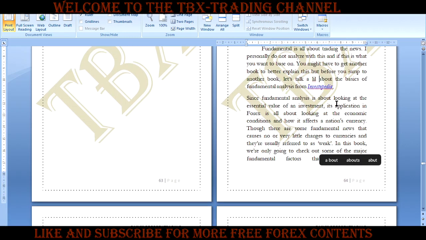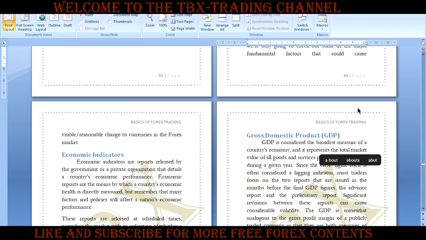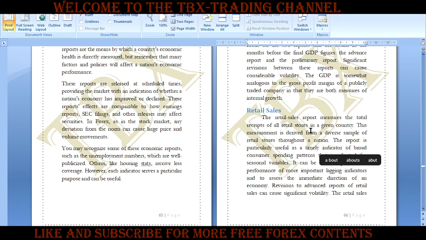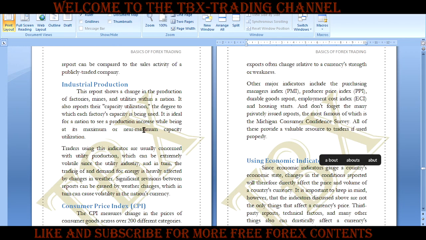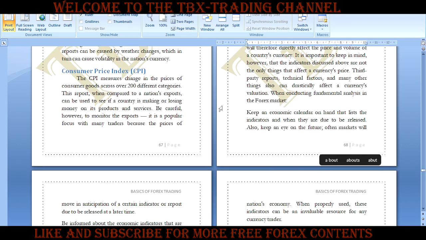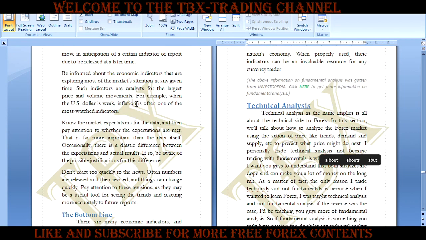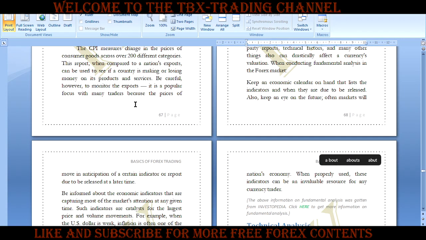But since fundamental analysis is all about looking at essential values of an investment, its application in forex is all about looking at the economic condition and how it affects the nation's currency. So you can just actually read most of these. So let me just tell you what I know about fundamental analysis. Most of the ideas came from Investopedia. So you can also go to Investopedia to learn more about fundamental analysis. You can check out some guys on YouTube and the like.